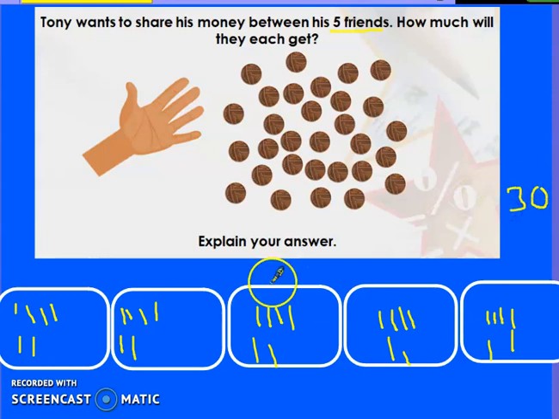So, the sum that we've worked out today is 30 divided by Tony's 5 friends. How many coins did each child get? 1, 2, 3, 4, 5, 6. 30 divided by 5 equals 6. Well done if you worked that out along with me. I think we're ready to move on.